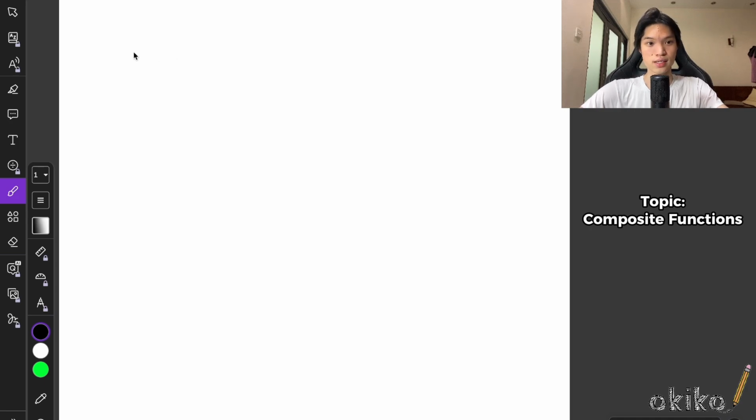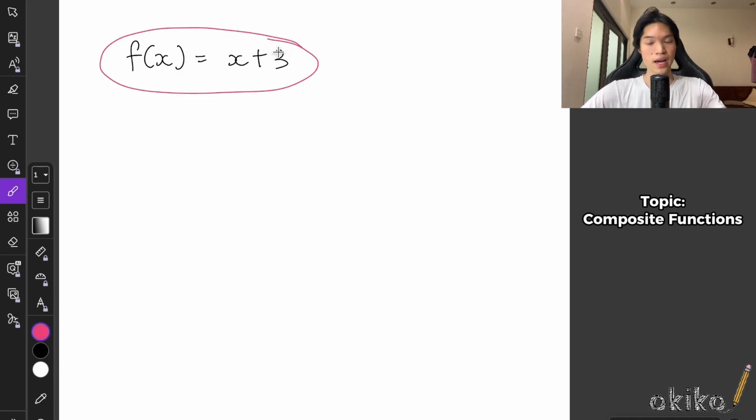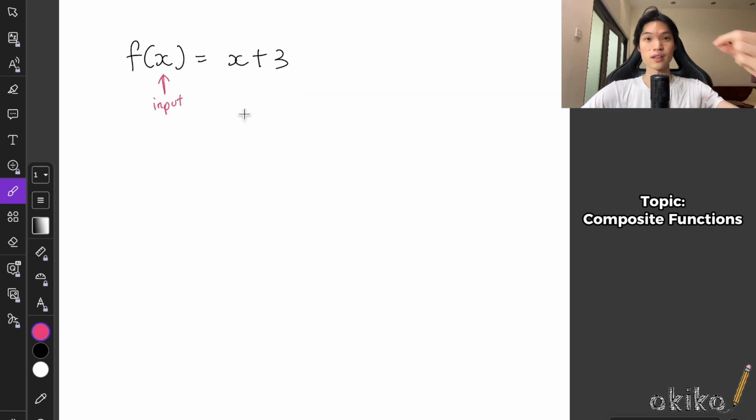a function is. A function is just like a machine, okay, that takes in an input and it produces an output for us. So if I give you this example, f(x) equals x plus 3, this x here is considered the input. What the function does to that input is it takes the input of x and it adds 3 to it, just as an example.